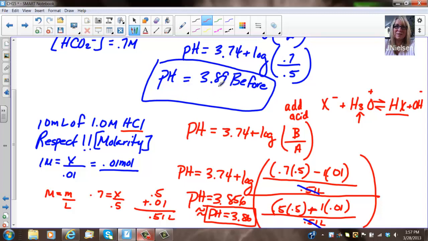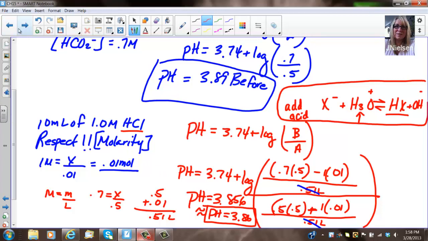So a buffer resists a pH change. My pH before in my buffer system was 3.89, and now I added a strong acid, and it really didn't change much, okay? It went to 3.86. So you have to solve for the buffer system first. Now if we were adding a base, then this would have been a plus up here and minus on the bottom. But what happened was I added an acid, and when you increase the acid, it collides more with the base, decreasing the base, producing more of the acid and the OH.